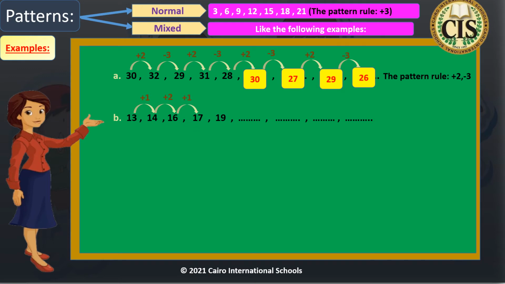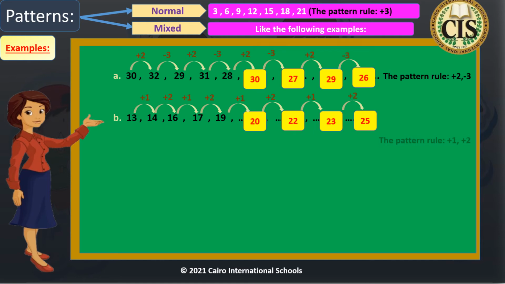The turn is for plus 1. 16 plus 1 equals 17. Then 17 plus 2 equals 19. 19 plus 1 equals 20. 20 plus 2 equals what? 22, yeah. 22 plus 1 equals 23. 23 plus 2 equals 25. So the pattern rule is plus 1 plus 2, plus 1 plus 2.